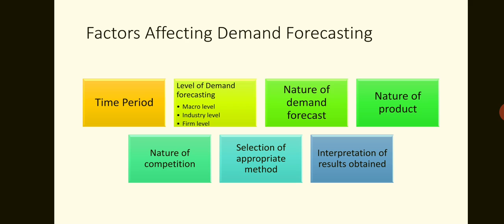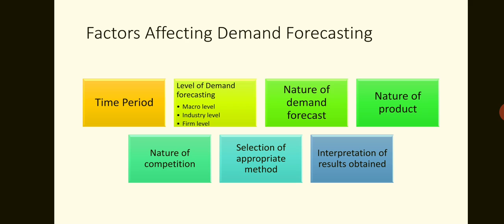Then, nature of demand forecast. The firm should be clear whether it is interested in general forecasting or specific forecasting. In general forecasting, demand is accepted as a general concept. Generally we say that we have found that demand is going to be high, while specific forecasting involves forecasting the demand for a specific product.